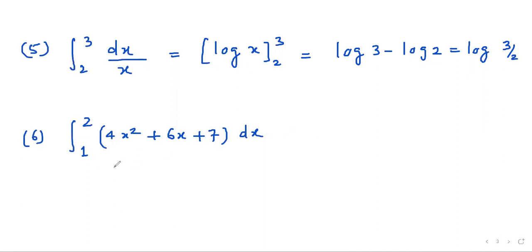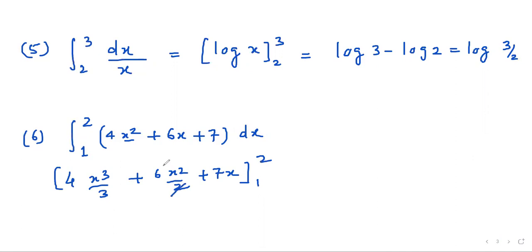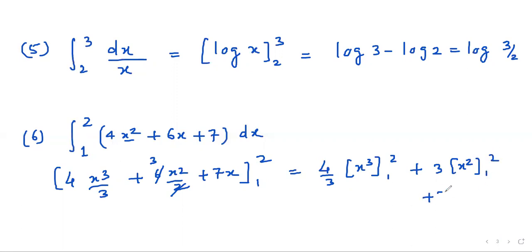Let's see this one. So integration of x square will give x cube. So 4 times x cubed by 3 plus 6x squared by 2 plus 7x. Limits 1 to 2. Now we apply limits separately. So for the first, it will be 4 by 3 outside. Then x cube, limits 1 to 2, plus 3 x squared, limits 1 to 2, plus 7x, limit 1 to 2.